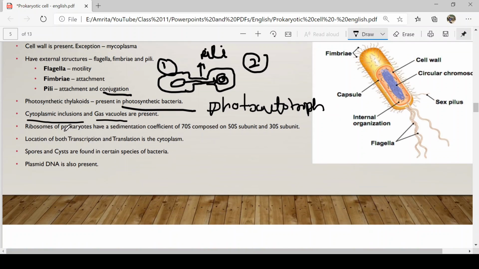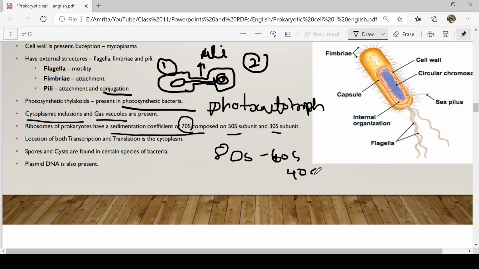Next, ribosomes of prokaryotes have a sedimentation coefficient of 70S, composed of 50S and 30S. Now, this is a very important point. There is a possibility that there can be a question. So, ribosomes of prokaryotes and ribosomes of eukaryotes. Okay, ribosomes of prokaryotes are 70S, whereas ribosomes of eukaryotes are 80S, and they are composed of 40S and 60S, or I would say 60S first because that's the bigger unit. 40S is the smaller subunit. So here it is 50 plus 30.